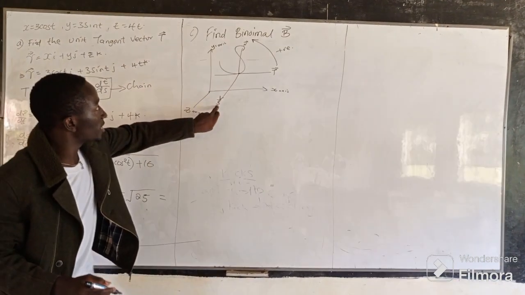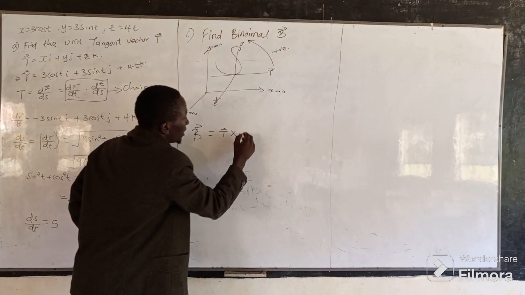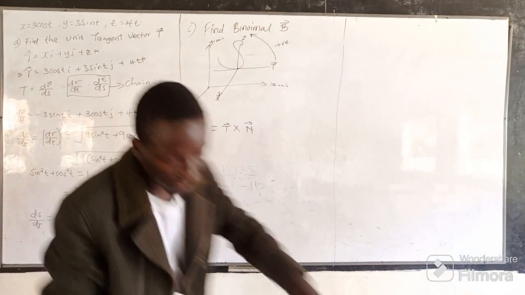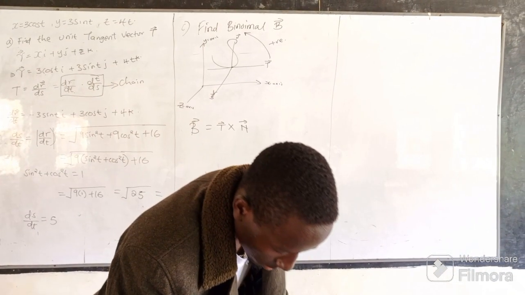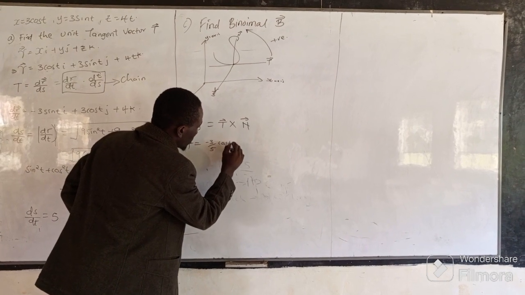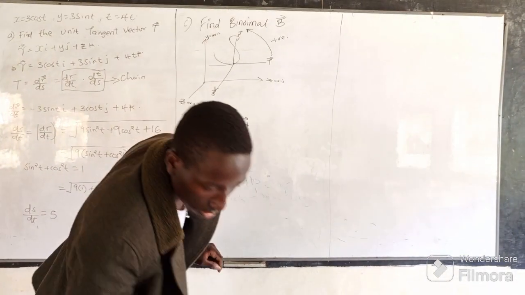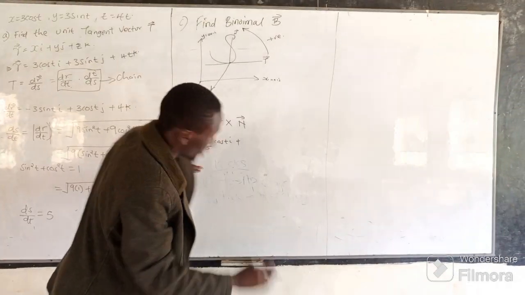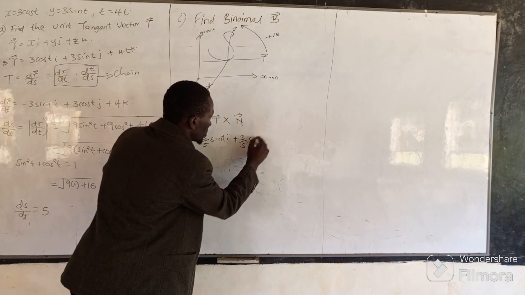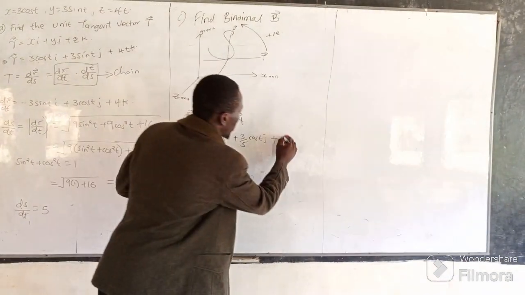If I want to find this binormal, I'll use the cross product of the tangent multiplied by the normal. Last class, we said that if we use the anti-clockwise direction, we always have positive values, but if we use the clockwise direction, we always have negative values. Now, for me to get this positive binormal B, I'll use the tangent T cross multiplied with the normal N. And my tangent, I had as negative 3/5 cos t i plus 3/5 sin t i plus 3/5 cos t j plus 4/5 k.